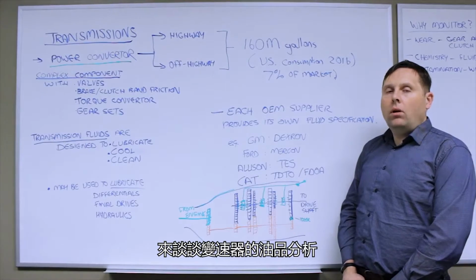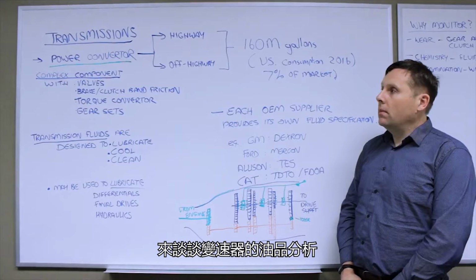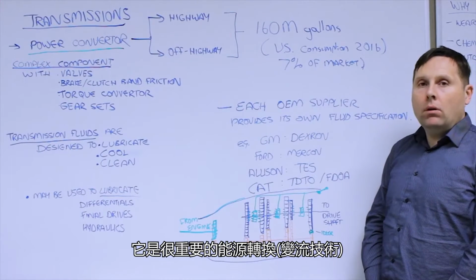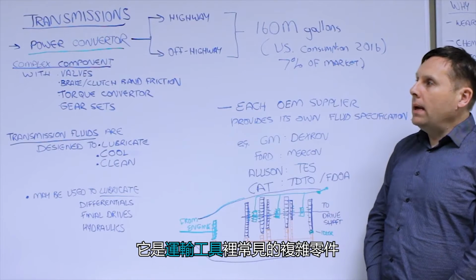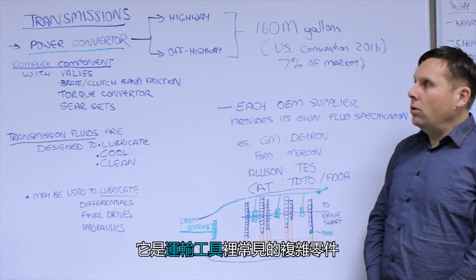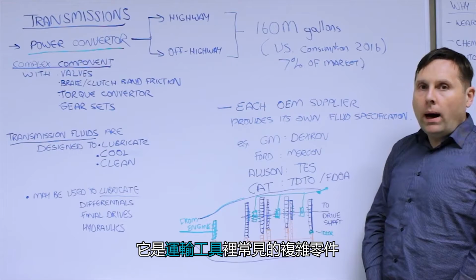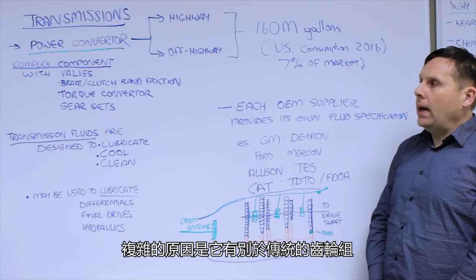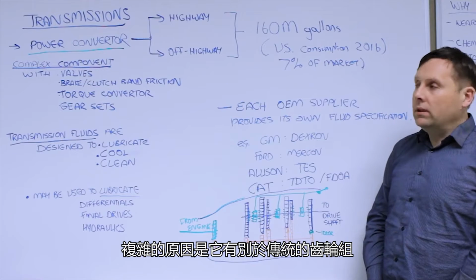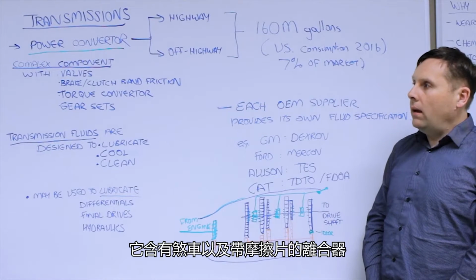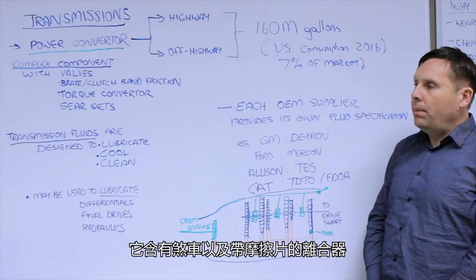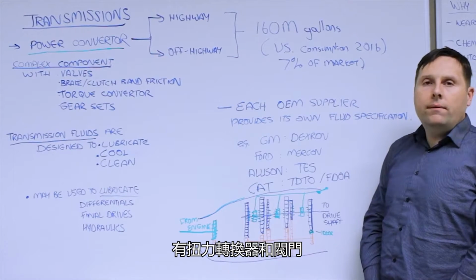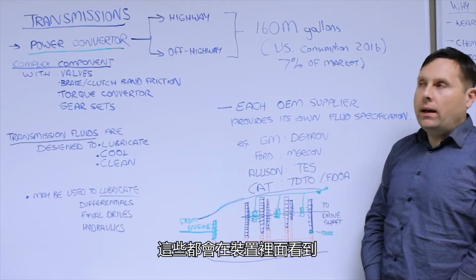Let's talk about oil analysis for transmissions. So transmissions are gear drives. They're essentially power converters. It is a very complex component that is usually associated with mobile equipment. It is complex because, in addition to the traditional gear sets, you also have brake and clutch band friction discs, you have torque converters, you've also got valves that are all on this device.